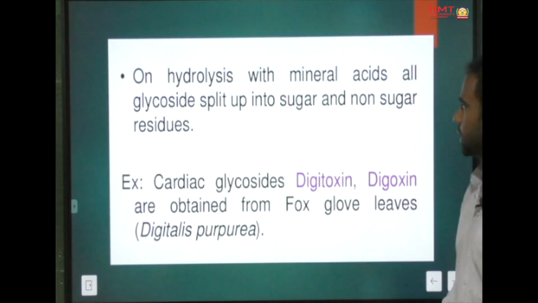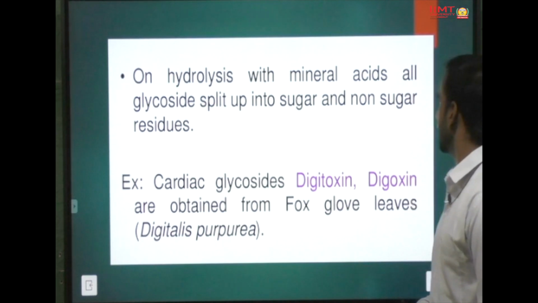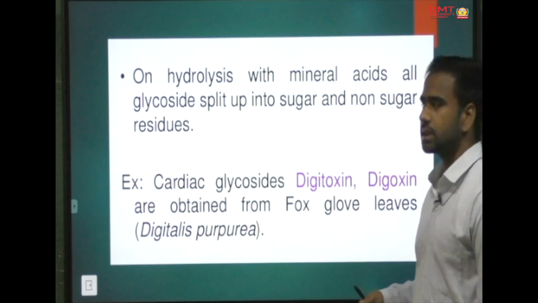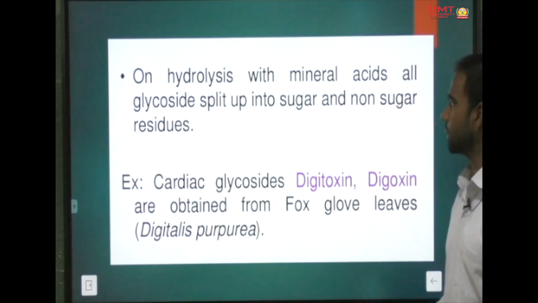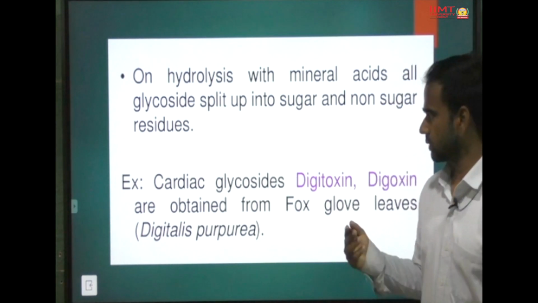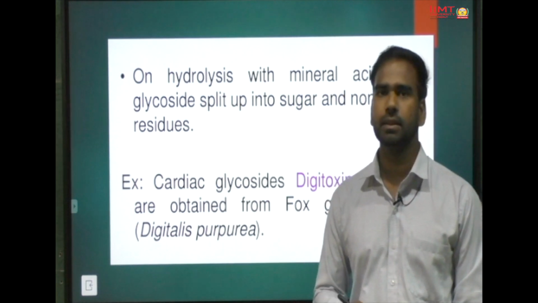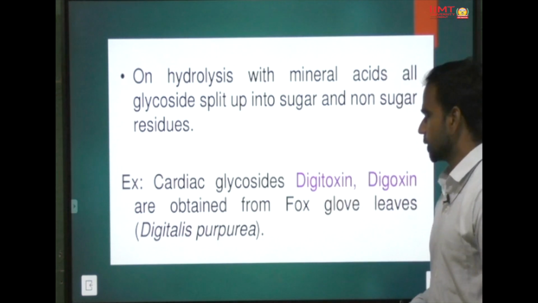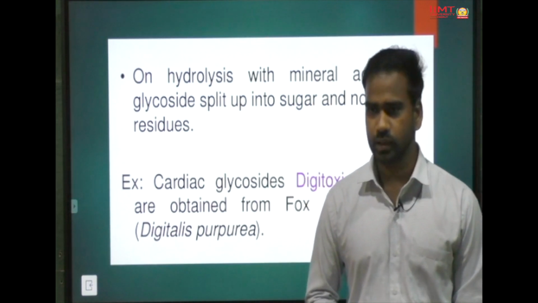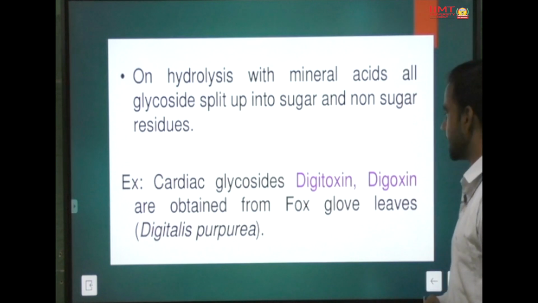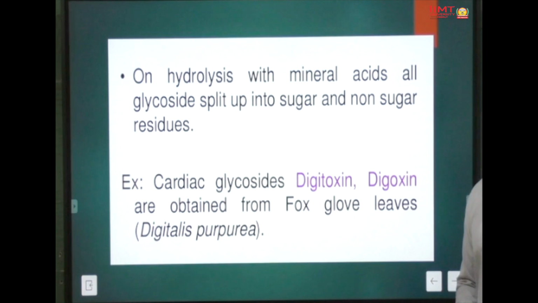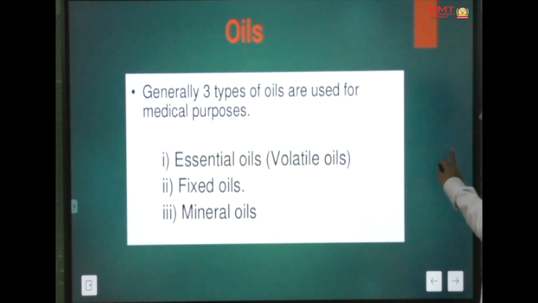Here on hydrolysis with mineral acids, all glycosides are split into sugar and non-sugar parts. Sugar means the glycone part, and the non-sugar portion is the aglycone part, that glycosides are derived from in different categories of plants. A common example of phytochemicals derived from the glycosidic part is digitoxin and digoxin, obtained from foxglove leaves, whose botanical name is Digitalis purpurea.